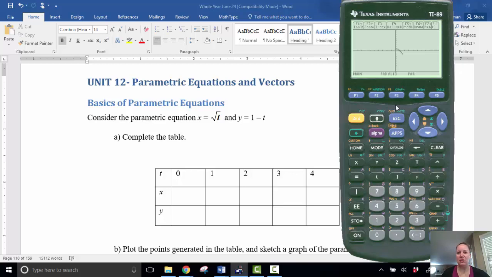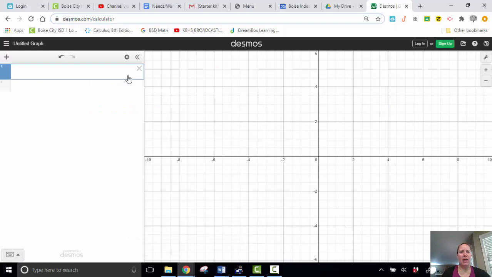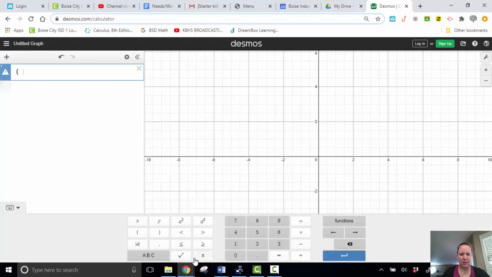Okay, so that's just graphing on the calculator in parametric mode. On Desmos, I happen to have that available as well. What we would have to do is graph as if this were a point. So we're going to go square root of t for the x coordinate here, comma, I think it was 1 minus t.